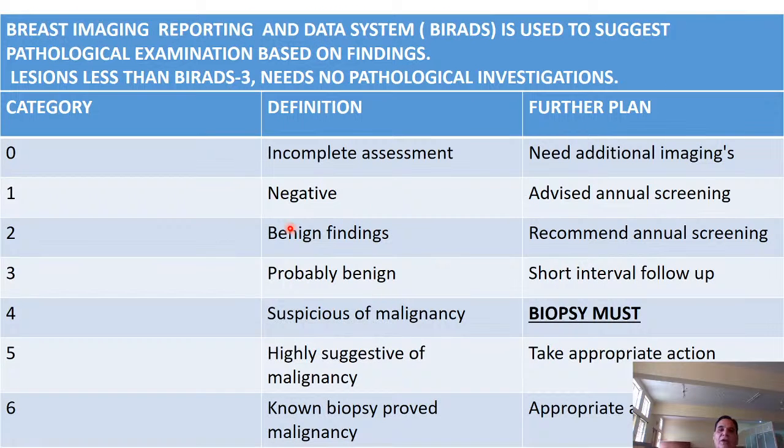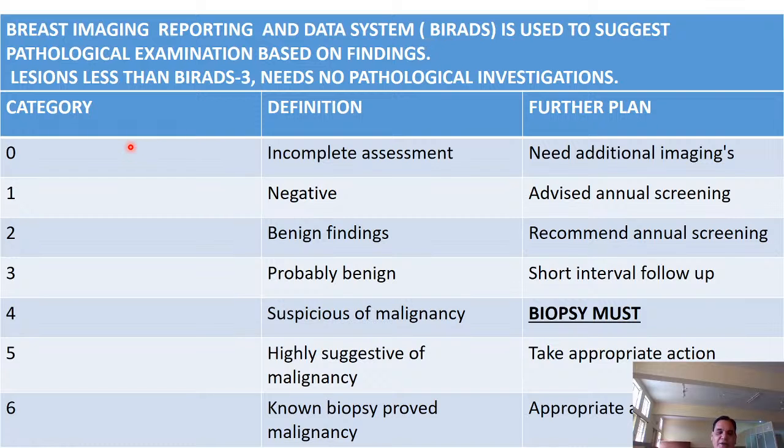Okay. Now the next system, sometimes they ask what the BI-RADS is. Also very commonly asked. What is the BI-RADS system? This is nothing but the Breast Imaging Reporting and Data System. How do you report carcinoma breast, and what is the importance? This system is used to suggest pathological examination based on findings. If BI-RADS is less than 3, it does not need pathological investigation. This is important. BI-RADS, Breast Imaging Reporting and Data System. A short note can be asked.